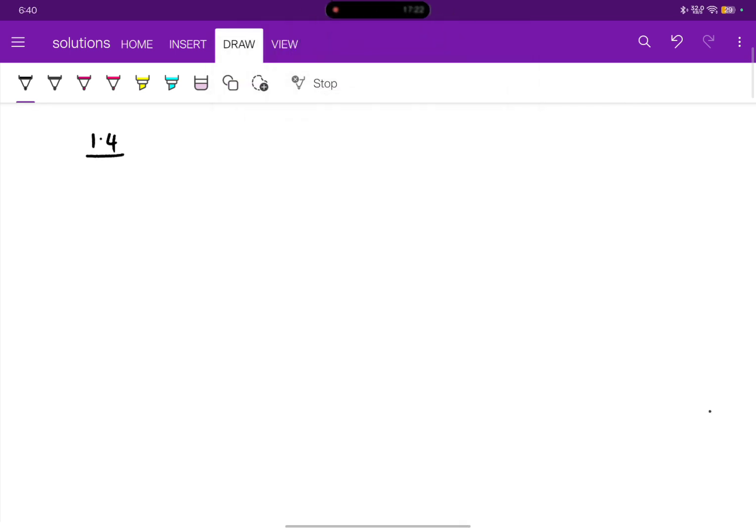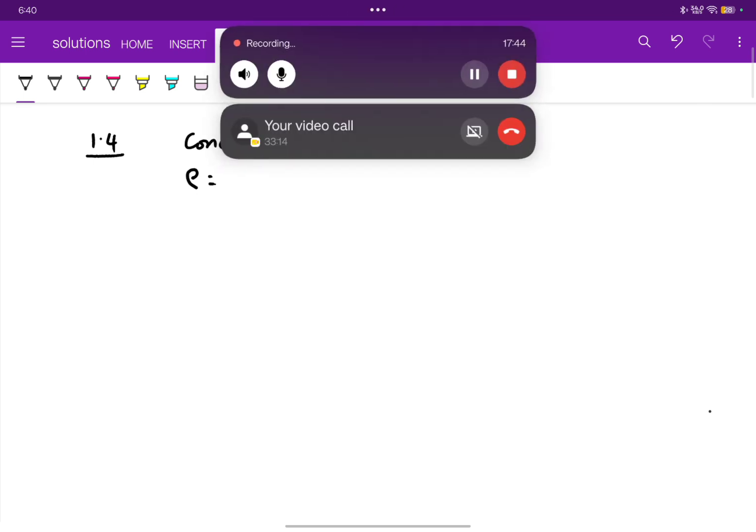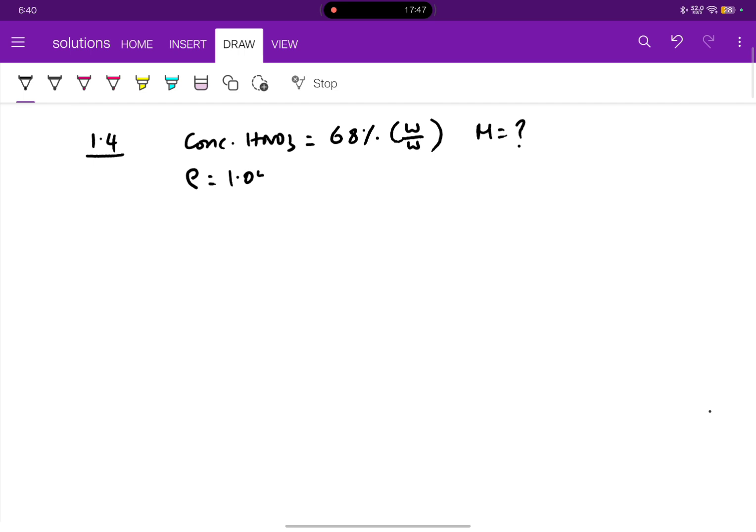Used in laboratory work is 68% nitric acid by mass. So 68% by mass, W by W. Okay. What should be the molarity of such a sample of the acid if the density of the solution is 1.504 gram per ml? 1.504 gram per ml. Correct? Yes, sir. That's all, very simple.